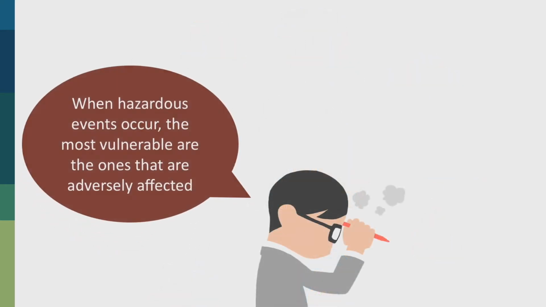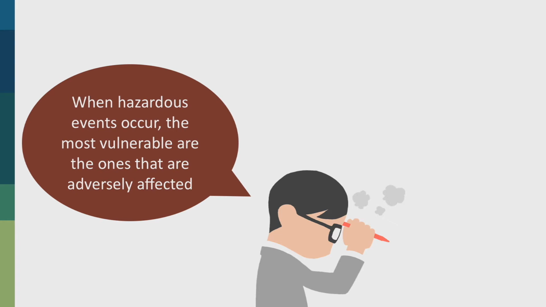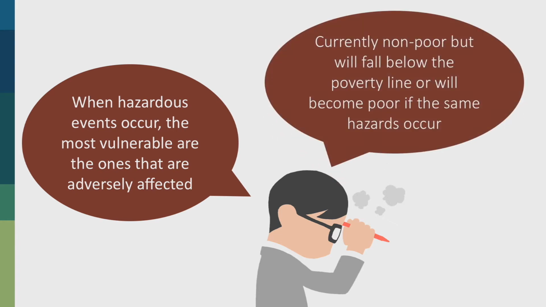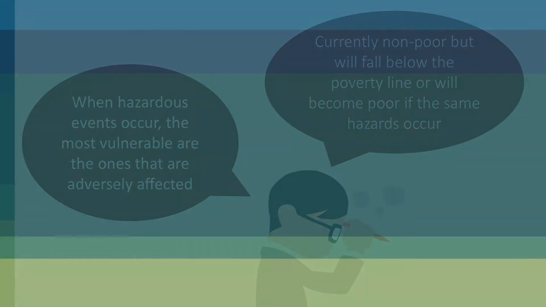When these shocks and stresses occur, the vulnerable who are mostly poor will remain in poverty. Furthermore, households and communities that are currently non-poor will fall below the poverty line or will become poor if they experience the same hazards. These are the things that we want to assess using CM Form number 3 so that we could provide grounded and appropriate interventions for the 4Ps families and households.